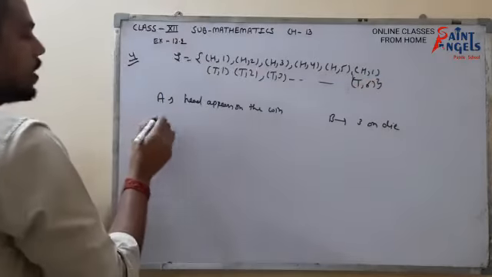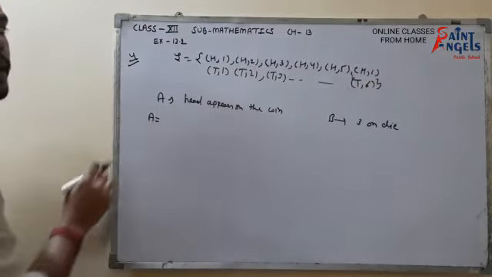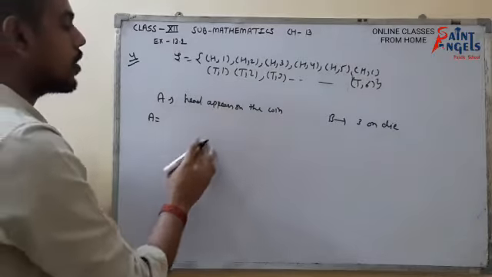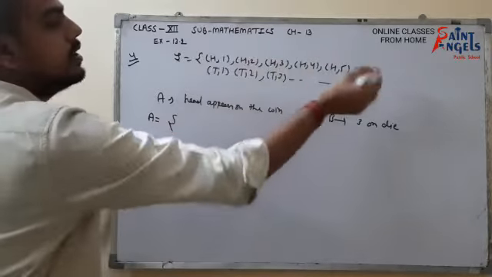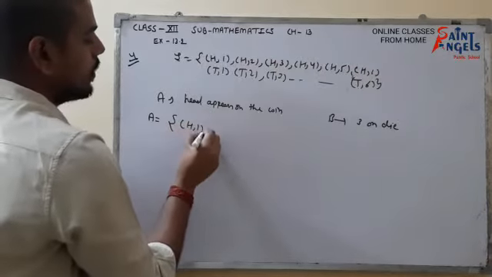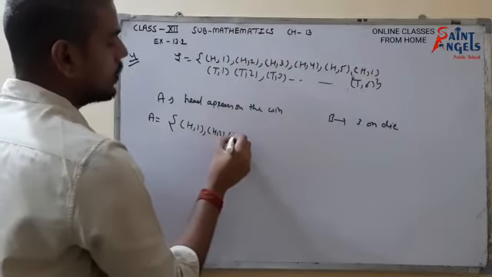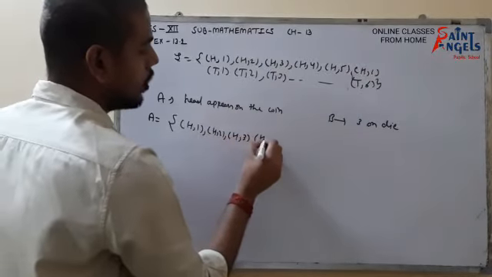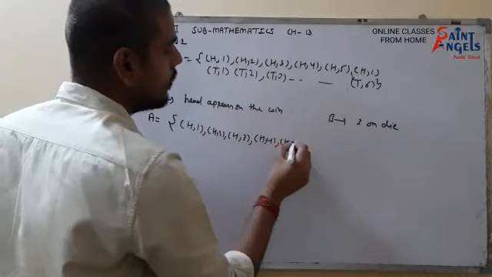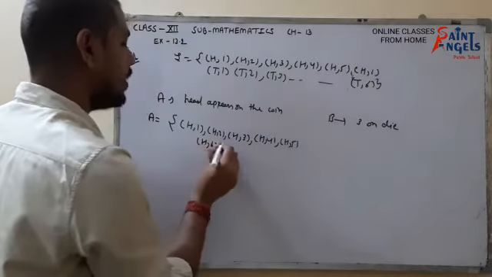Okay, now what are the elements in set A? Heads appear on the coin, so heads in all these cases: head comma 1, head comma 2, head comma 3, head comma 4, head comma 5 and head comma 6.